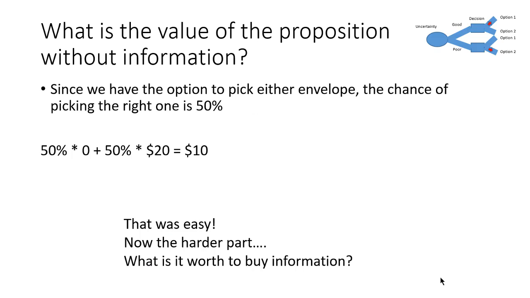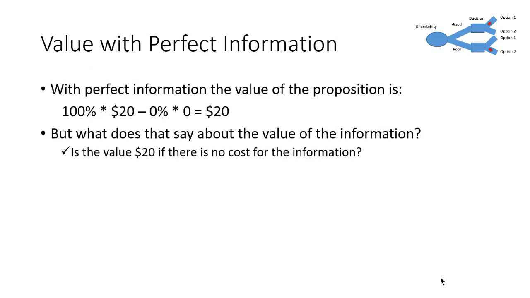So what is the value of the proposition without information? That's the basic. We need to understand that to start with. Well, there's a 50% chance that $20 is in one envelope or the other. So the value is $10. 50% times 0 and 50% times $20. Well, that was pretty easy, but the harder part might be, what is it worth to buy information?